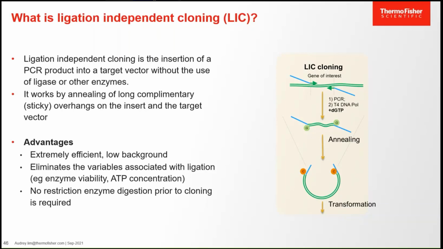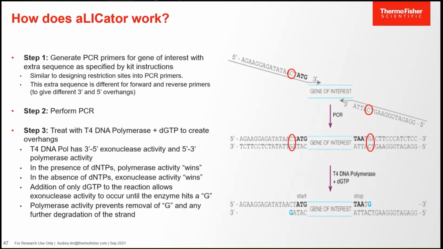Like I mentioned just now, for ligation, you need to optimize the ratio of insert to vector. So this eliminates the optimization for you, and it also does not require restriction enzyme digestion prior to the cloning. Okay, so how does this LIC work?